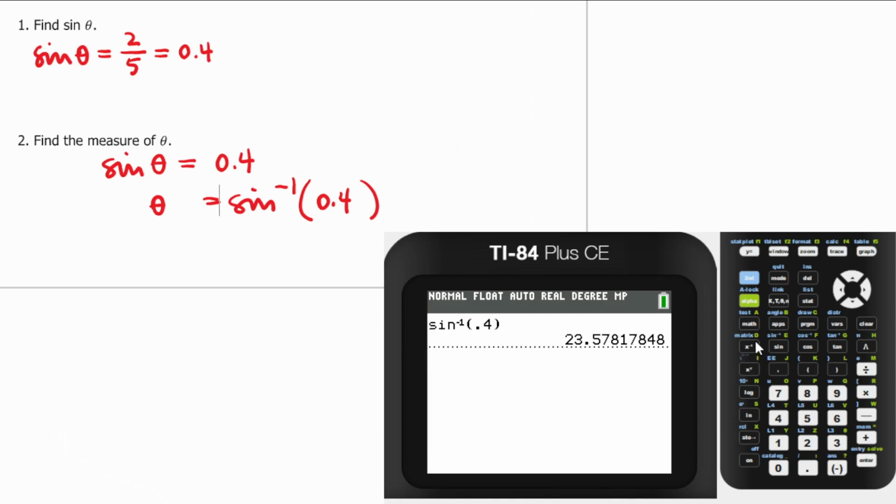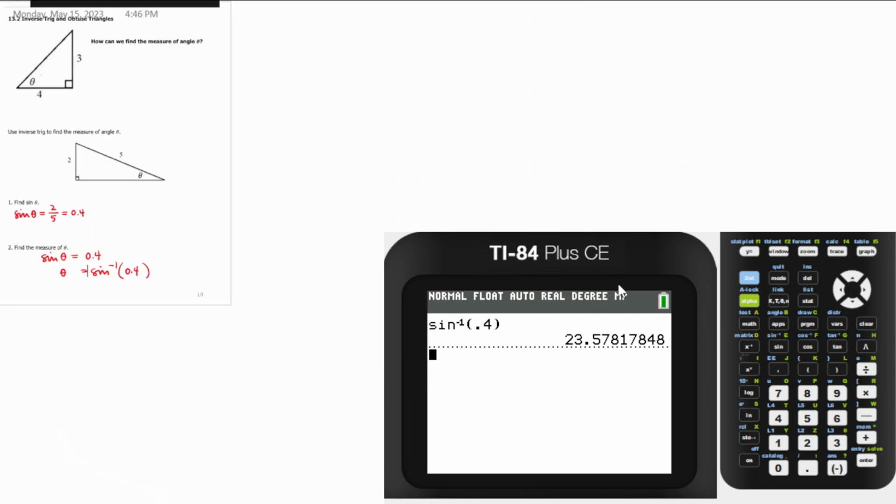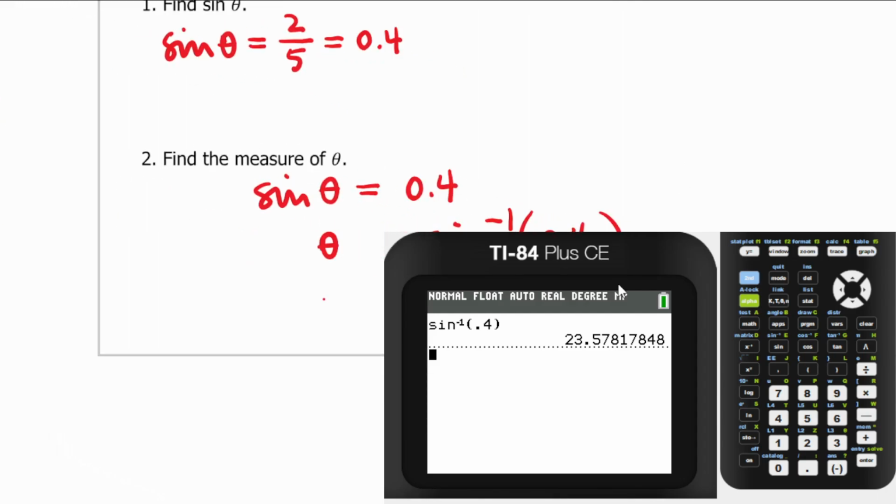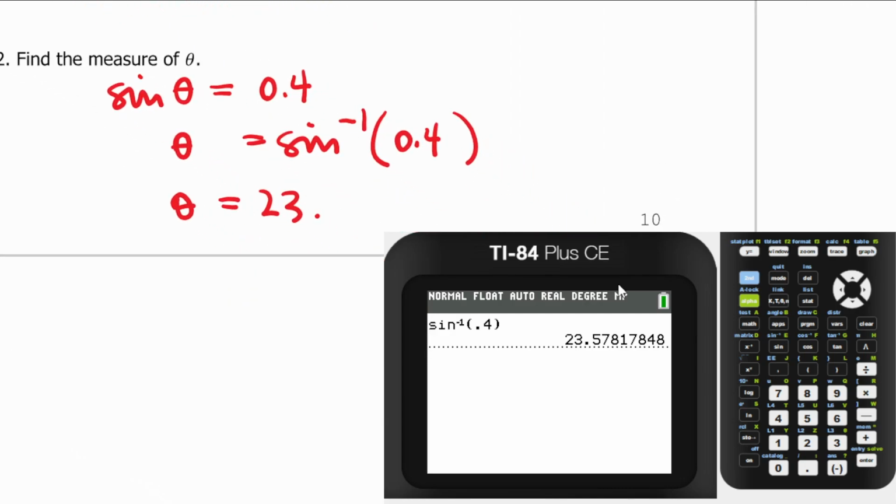Because this is starting a new video, I need to remind you that we need to be in degree mode for the discussion we're having today. Until we start talking about radians, we will always need to be in degree mode for this stuff. So I found that theta, which is inverse sine of 0.4, is equal to 23.578 degrees.